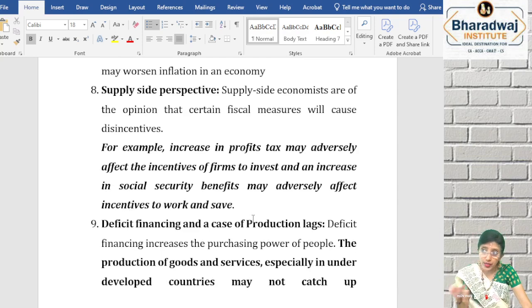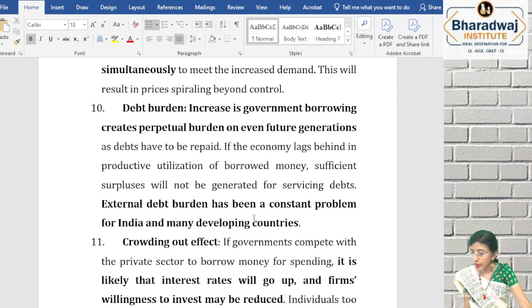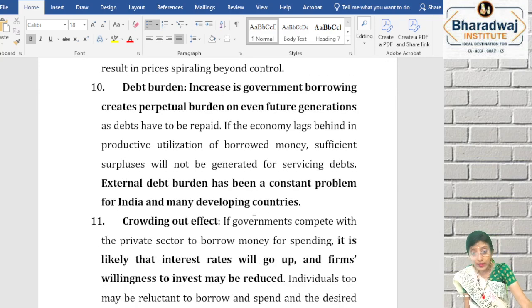Okay, deficit financing. You have to be very careful when you use government expenditure as a means, because you have to repay. Expenditure is greater than income, revenue, isn't it? So that is one point. Debt burden. We have to be very careful about debt burden, particularly external debt burden. Crowding out effect. Every year it is asked. In every question paper it is there. What is crowding out effect?